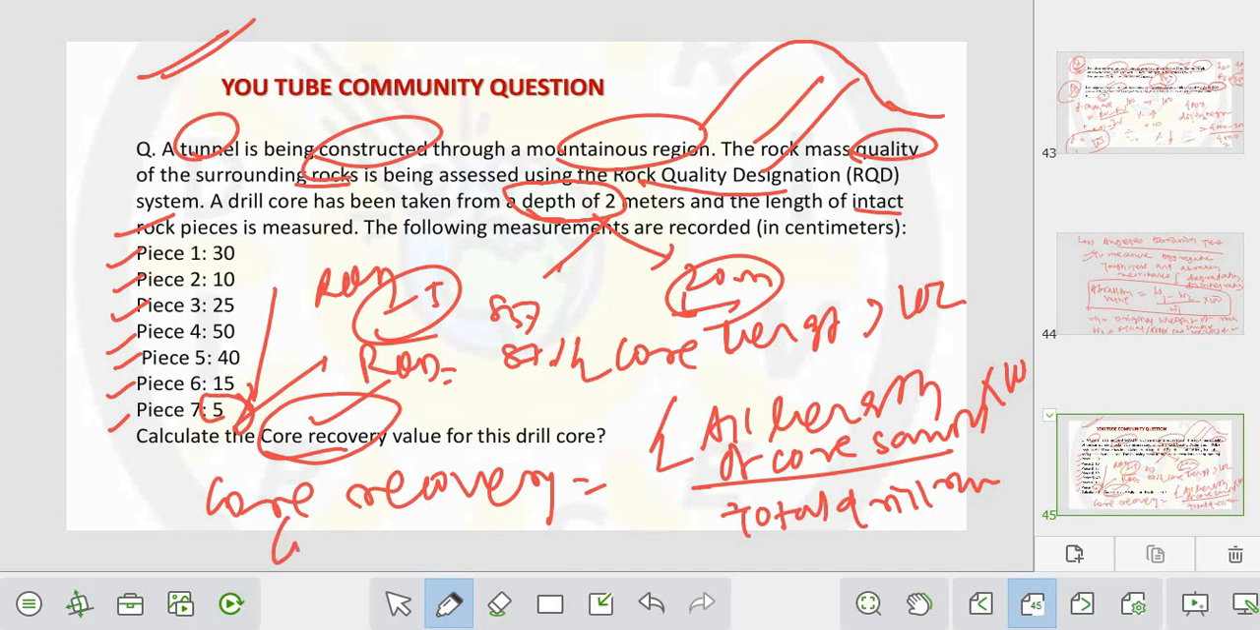ठीक है, अगर कोर लॉस पूछेगा देन 100 माइनस कोर रिकवरी. Okay, that's all.